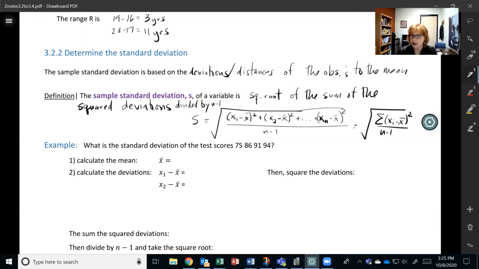We're going to find the standard deviation of these 4 test scores: 75, 86, 91, and 94. First thing we're going to do is calculate the mean, which I'm going to do on my calculator here.